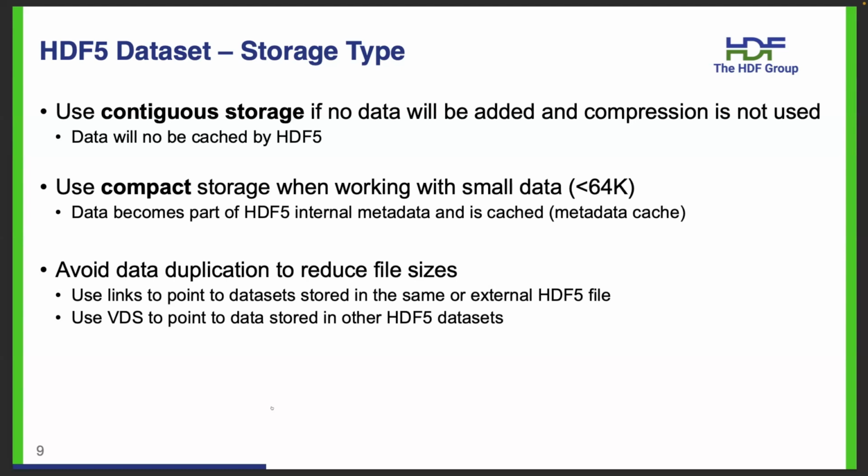And of course, to avoid data duplication, it's always best, for example, if you have a grid and it doesn't change through time steps, instead of rewriting that grid over and over, to just use a link. That helps avoid writing unnecessary data. And you can also use virtual data sets, which we haven't really touched on in any of these talks, but this is another option to help eliminate duplicate data that you might have to write.